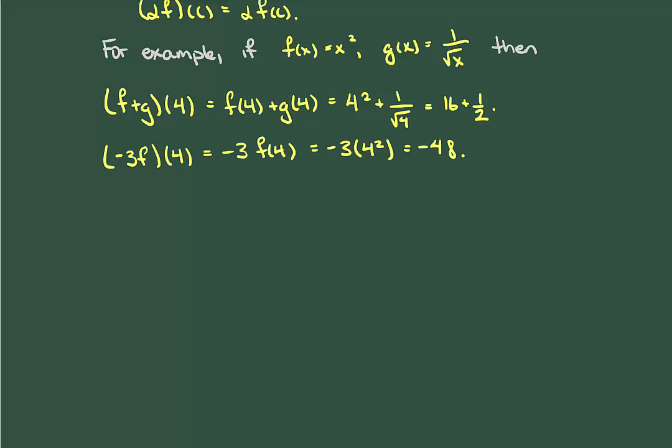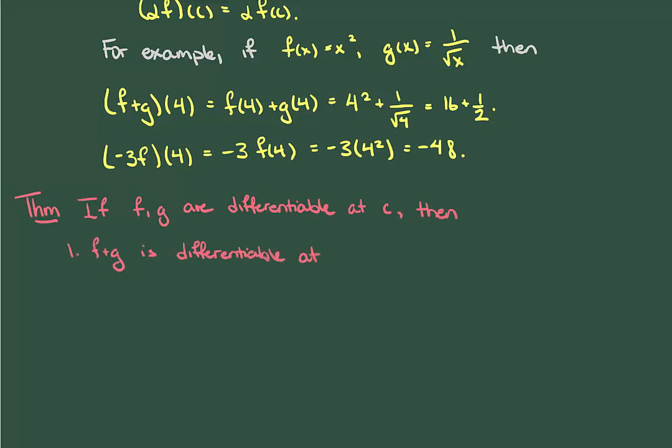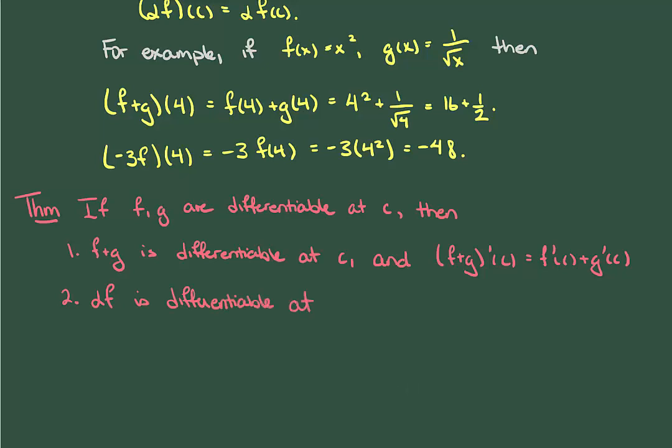Now we want to look at how the derivative interacts with these two operations, and it turns out that they play pretty nicely with one another. We'll start by supposing that we have two differentiable functions, f and g. First up is the sum, which is also differentiable, and the derivative of the sum is the sum of the derivatives. The scalar multiple is almost identical. Alpha f is differentiable for any choice of real number, and the derivative of the scalar multiple is the scalar multiple of the derivative.